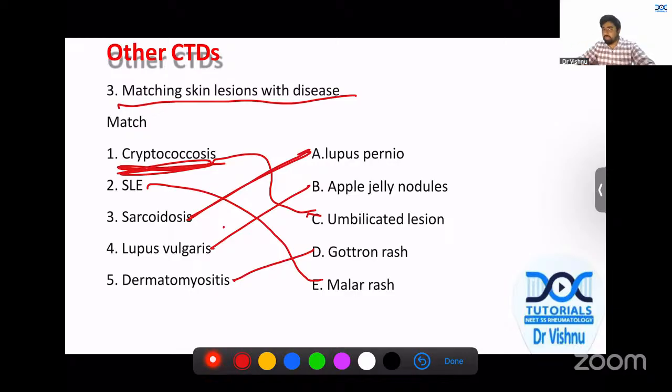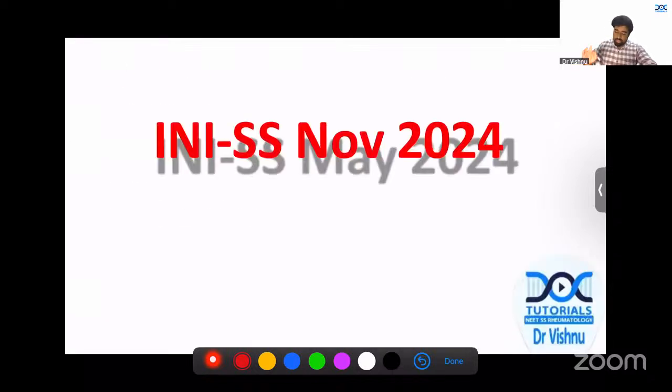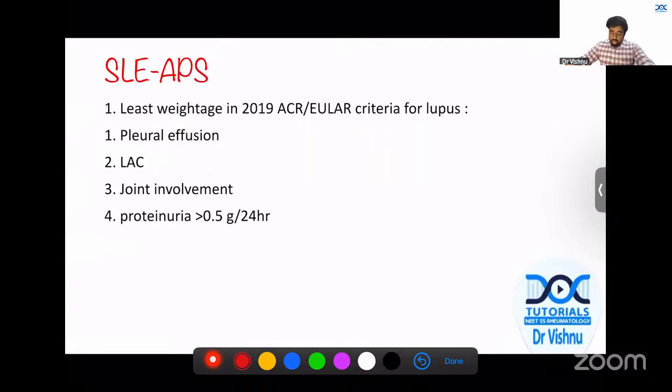I'm not sure how they framed the question, but this also you should remember, right? This explanation, nothing separate new. Yeah, so this is the most recent paper. So this was weightage, exact weightage, which is least weightage was asked. I think this was one of the previously asked questions only, but initially it was asked in your INI-SS rheumatology portion. Now they have shifted it to the general medicine portion.